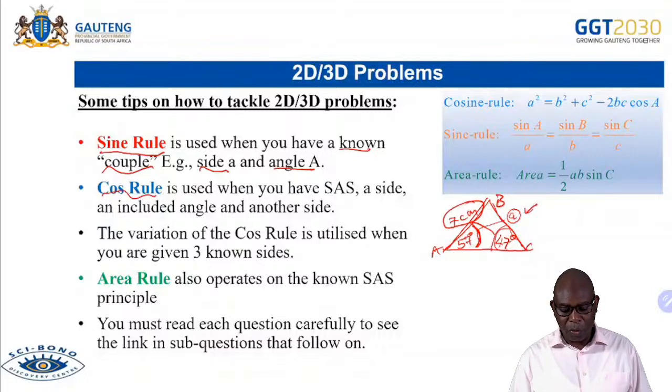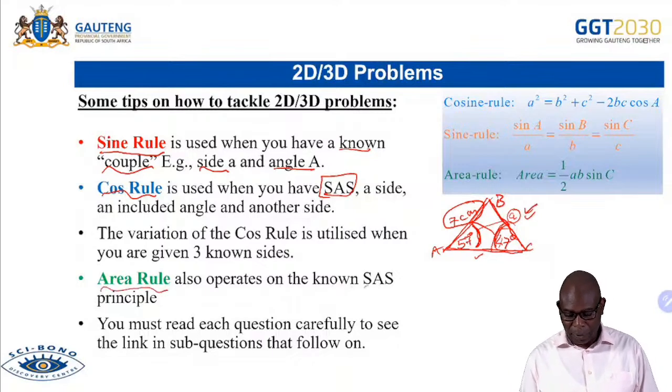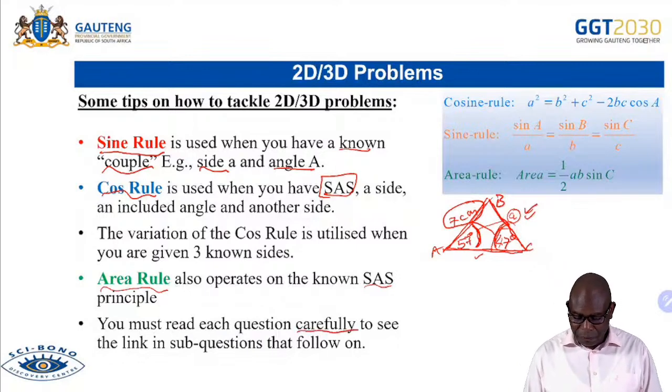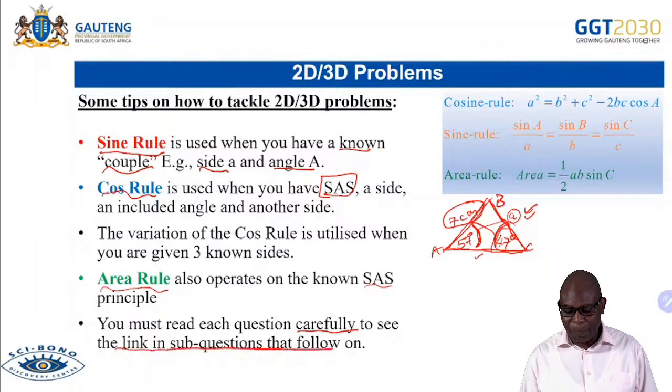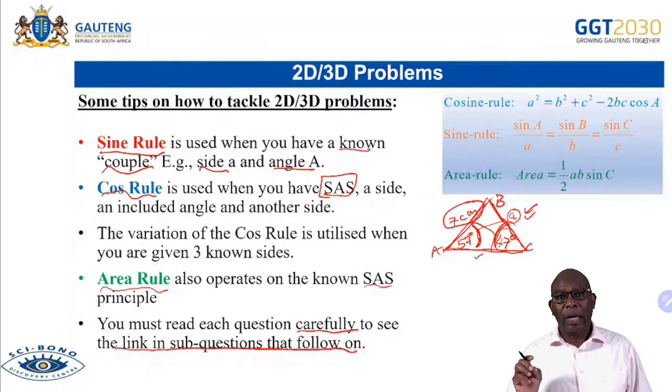The cosine rule is used when we have SAS. So if I've got a side, an angle, and a side, these two sides are given and that angle is given, and that side is not given, I can use the cos rule. The area rule also operates on SAS. But you must read each and every question carefully to see the link in the subsections that follow on. That's very, very important. So let's read the question and analyze the diagram and see how best you can utilize the information that has been given.